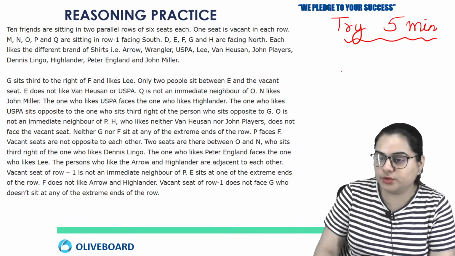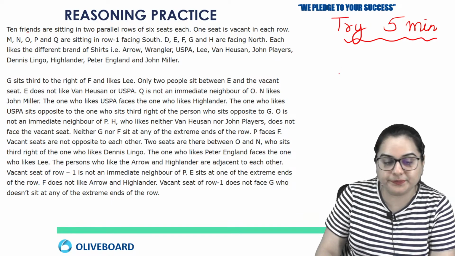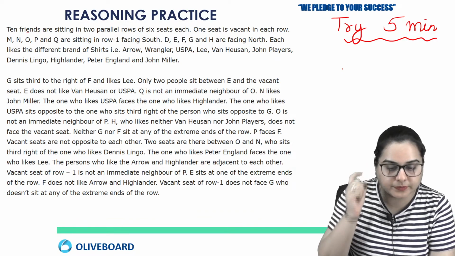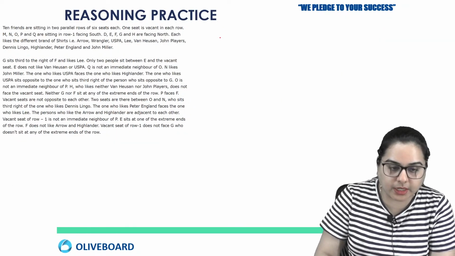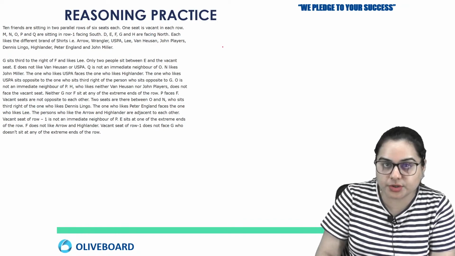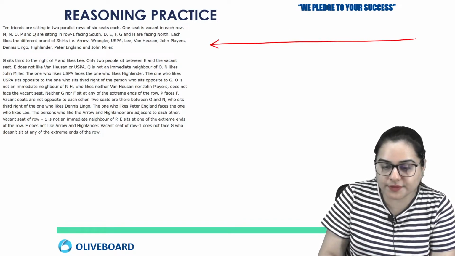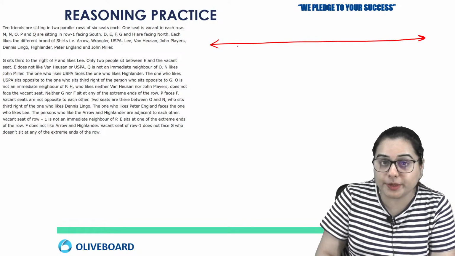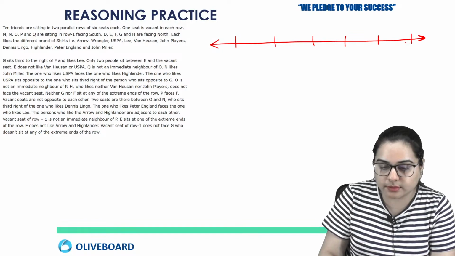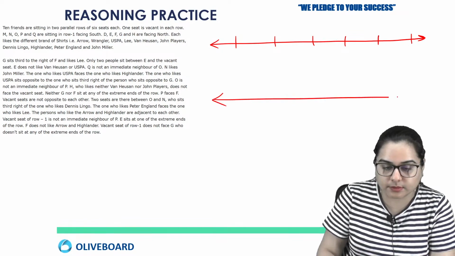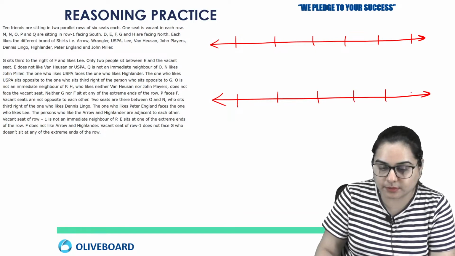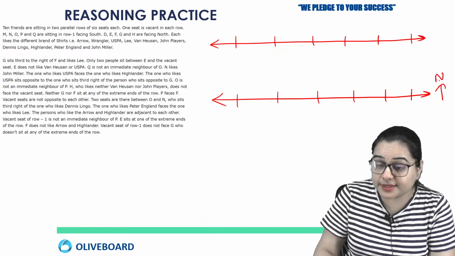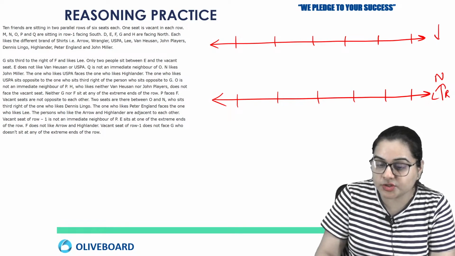Okay, so should we start discussing this question now? I hope you all have taken the screenshot of this question. So let's make a row of 6 people and there will be 2 parallel rows. And they are facing each other. Also, they are facing each other.